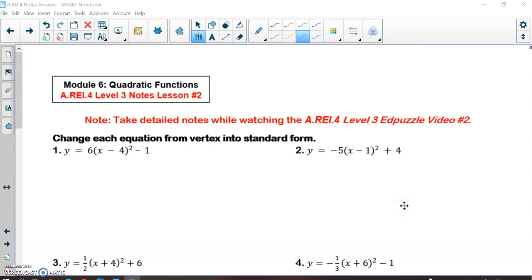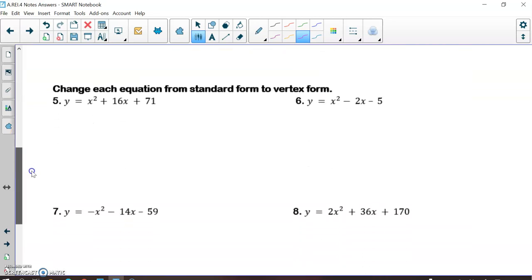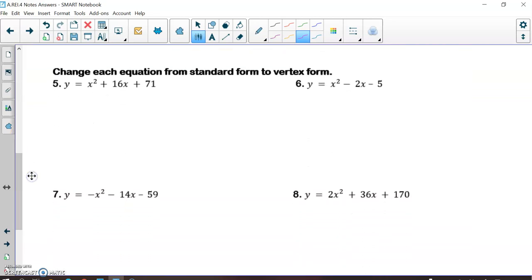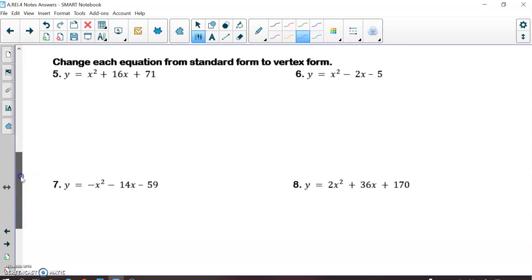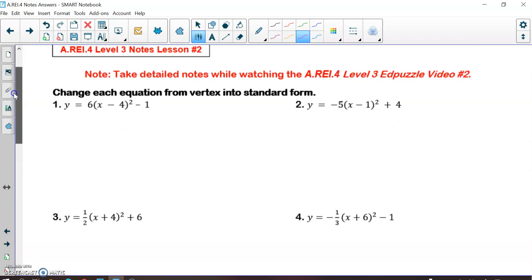Okay, so now we're going to be giving quadratic equations. We're not going to be solving them, but we are going to be given them in vertex form and transforming them into standard form. And then going backwards, we're going to be given an equation in standard form and transforming it into vertex form.